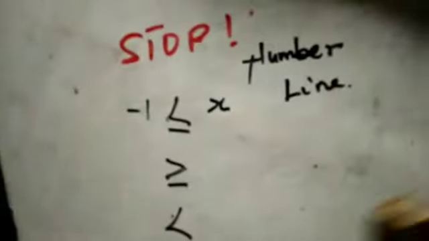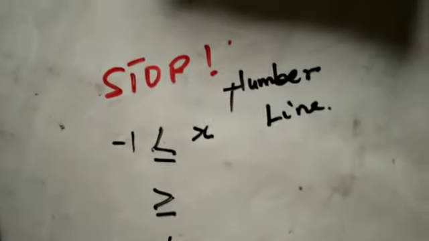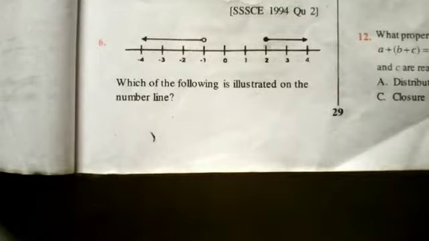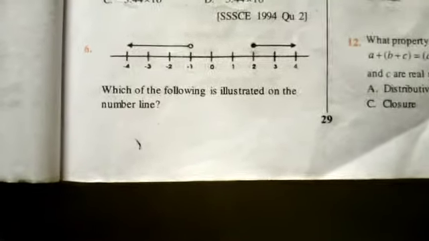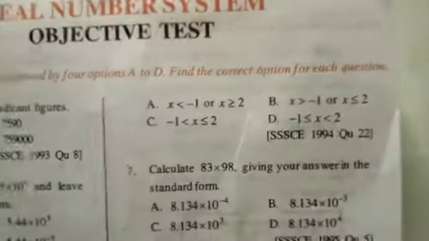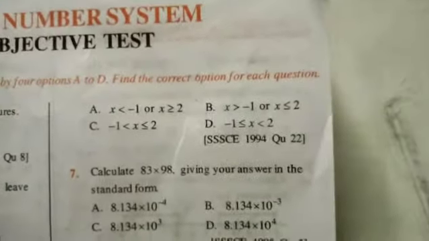So let's look at the reason why I'm saying this by solving some past questions. Now here's the first question. Which of the following inequalities is illustrated on the number line? That's the number line we have here, and we are required to write the inequality. These are the options: A, B, and C.